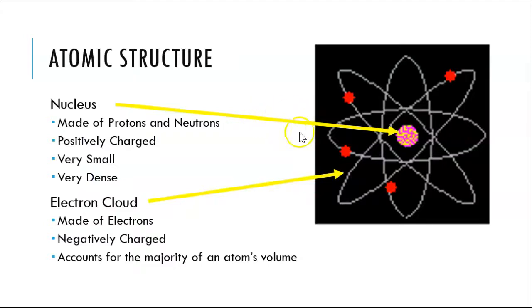All right, so this is kind of what an atom looks like, where you have a nucleus. The nucleus is where the protons and neutrons are, okay? It's positively charged because all you have is positive protons and neutrons. All right, very small, very dense. But then on the outside, you have what's called the electron cloud, and that's where the electrons are. All right, and electrons are negative, so that's where all the negative sits.